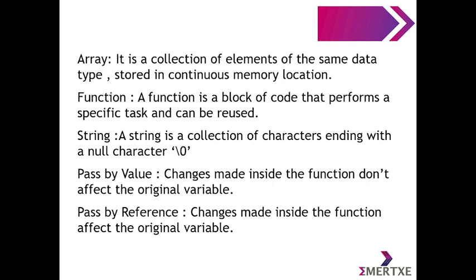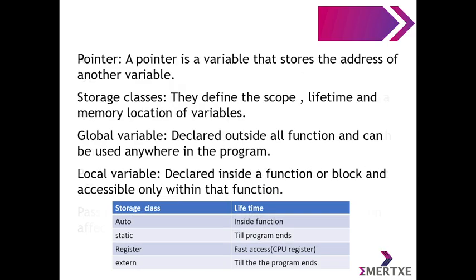Then string: a string is a collection of characters ending with a null character. Passed by value: changes made inside the function don't affect the original variable. Passed by reference: changes made inside the function affect the original variable. Pointer: a pointer is a variable that stores the address of another variable. Storage classes define the scope, lifetime, and memory location of variables.